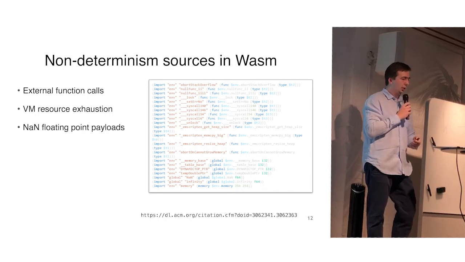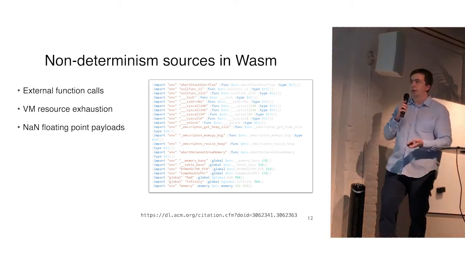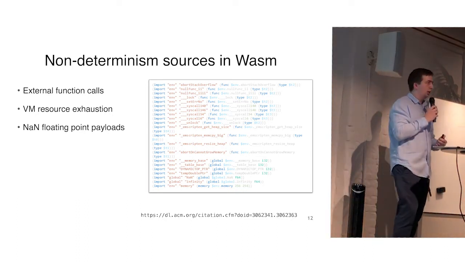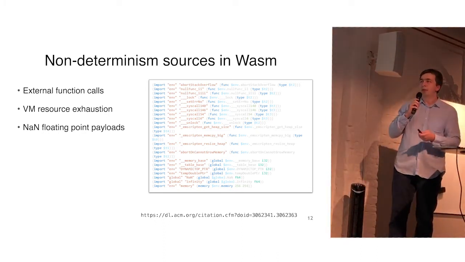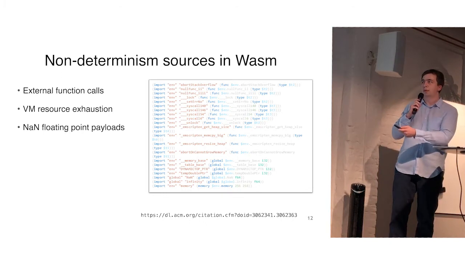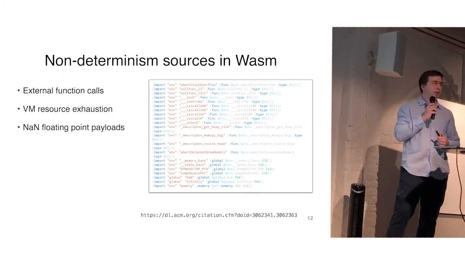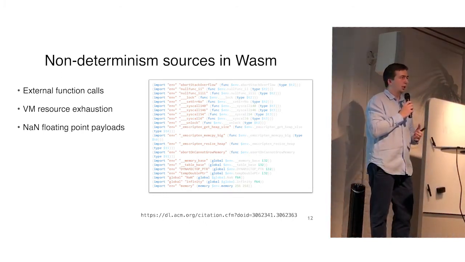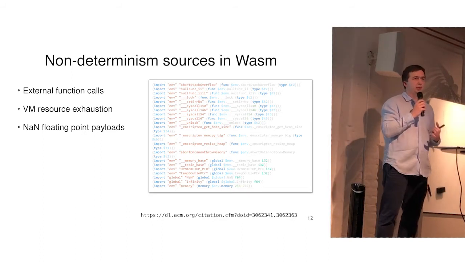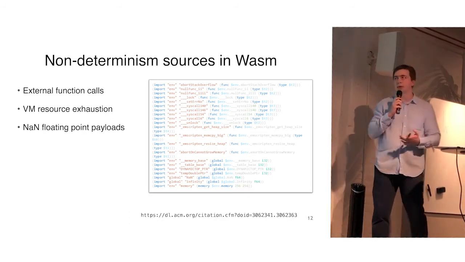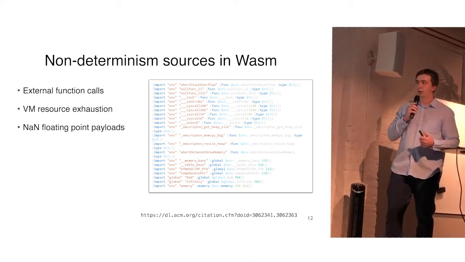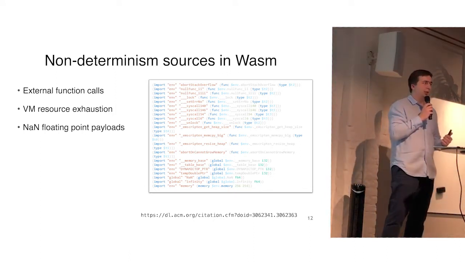According to this paper and the WebAssembly specification, there are three non-determinism sources in WebAssembly. Maybe the most important for us is the first one: external function calls, because WebAssembly can't guarantee that these calls are deterministic. For example, in common usage, this call is implemented in JavaScript, and JavaScript isn't a deterministic language.